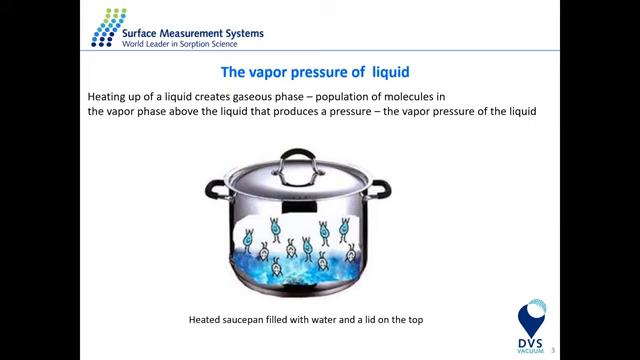During this process, as they escape, they generate enough pressure to move the lid up, which allows the vapor to escape. Once these gas molecules form, which creates a population of molecules in the vapor phase above the liquid, this produces pressure, and this is called the vapor pressure of the liquid.